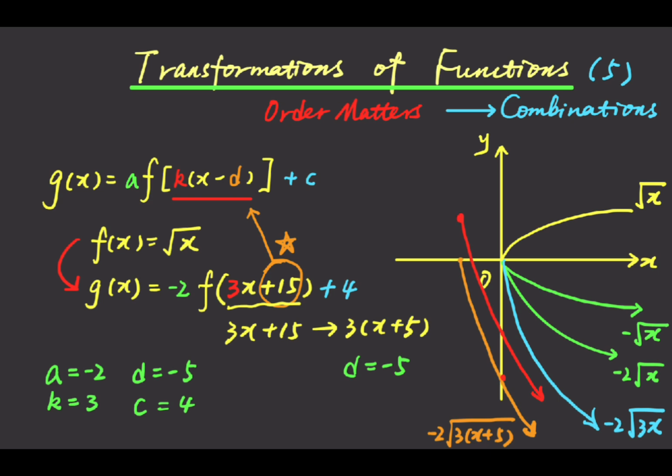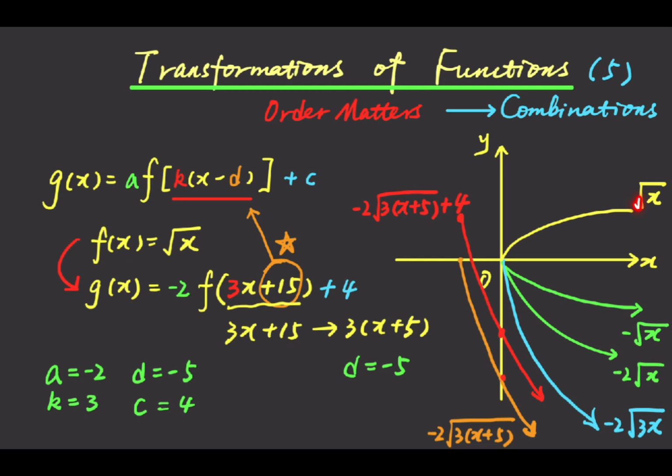Okay, then we connect these 2 points to figure out the final graph of the transformed function. It should be -2, square root of (x over 3 plus 5), plus 4. Okay, this graph is the final graph of the transformed function. So the order should be like this.